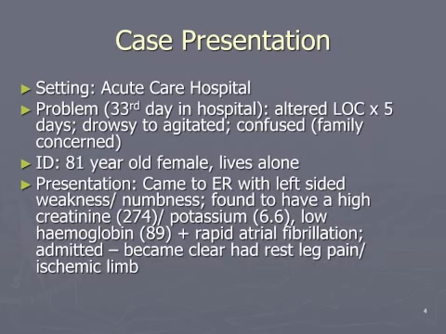She did come in through emergency room with some weakness on the left side and numbness on that side as well. In the emergency room, she was found to have evidence of impaired renal function. Her creatinine was high, about 2 to 3 times normal, and her potassium was also elevated. She had a low blood count or hemoglobin, and she also was found to be in rapid atrial fibrillation. She was admitted, and after admission it became clear that she was having restful leg pain and had ischemic changes of her leg.